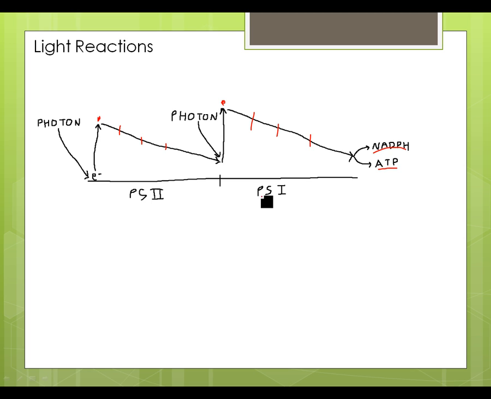Now, why this is called photosystem 1 and this is called photosystem 2 is because this one was discovered first. So they obviously would call it photosystem 1. And then this one was discovered second, so they called it photosystem 2.